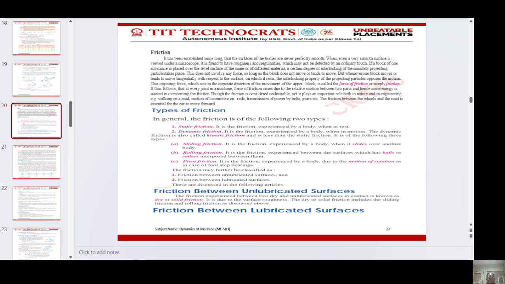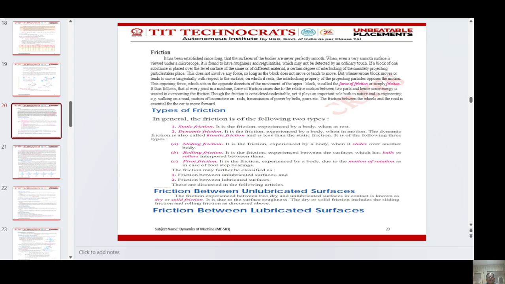Though friction is considered undesirable, it plays an important role both in nature and in engineering: walking on road, motion of locomotive on rail, transmission of power by belt, gears, etc. Friction between the wheel and the road is essential for a car to move forward.